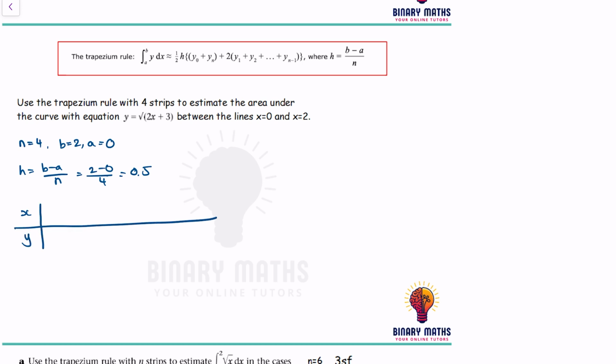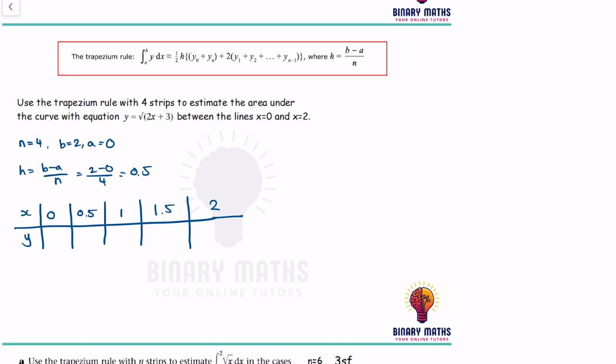Okay, 0.5. That means I need to substitute into my function, so x and y. I need to substitute starting from 0, because my a is 0. I need to go up in 0.5, because my h is 0.5. So 0.5. Next one would be 1. Next one would be 1.5. And the last one would be 2, because b is 2. You can see I get 1, 2, 3, 4, 5 values, which is 1 more than the number of strips that I have. And then I need to substitute these values one by one into my function.